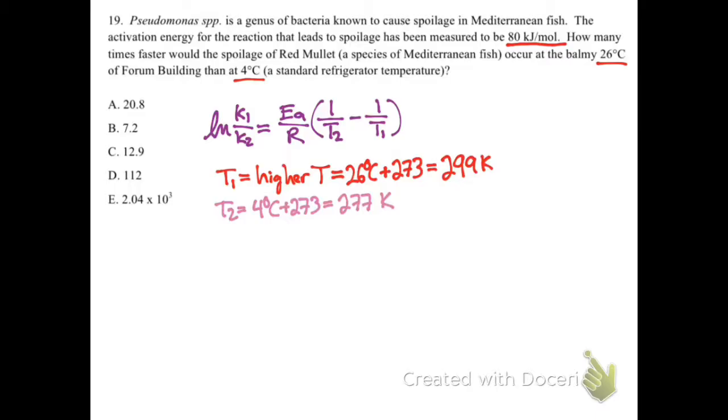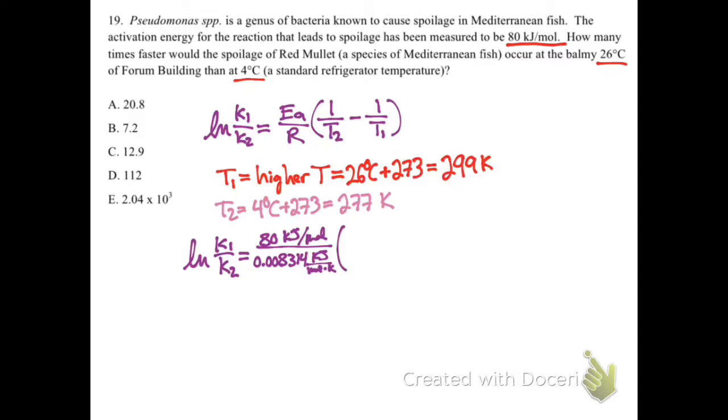And let's do this. So the natural log of K1 divided by K2 is equal to our activation energy, which is 80 kilojoules per mole, divided by R. So we just need to make sure that our units align here. So 0.008314 kilojoules per mole Kelvin. You could also instead convert the 80 kilojoules into 80,000 joules and use 8.314 joules per mole Kelvin. Doesn't matter as long as you are consistent with your units here.